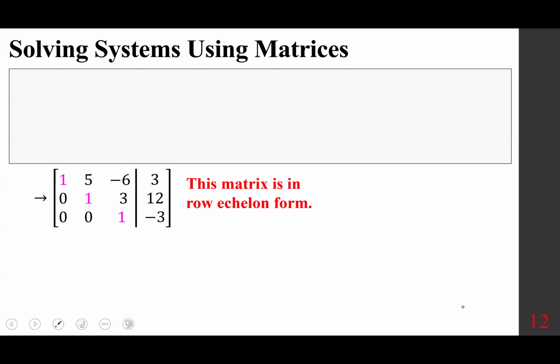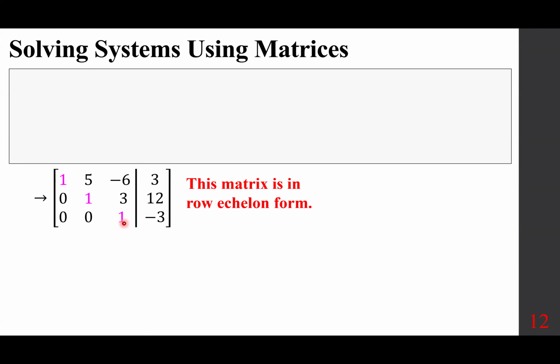Solving systems using matrices. If you look at this example, this matrix is in row echelon form. Notice, and I'm going to remind you of that, the first entry is 1, and the rest of them 0. When you go to the second row, the first non-zero entry is 1, the bottom is 0. When you go to the third row, the first non-zero entry is 1. That's the row echelon form.